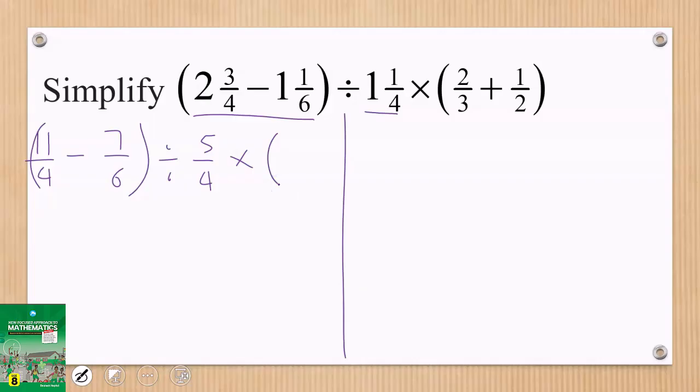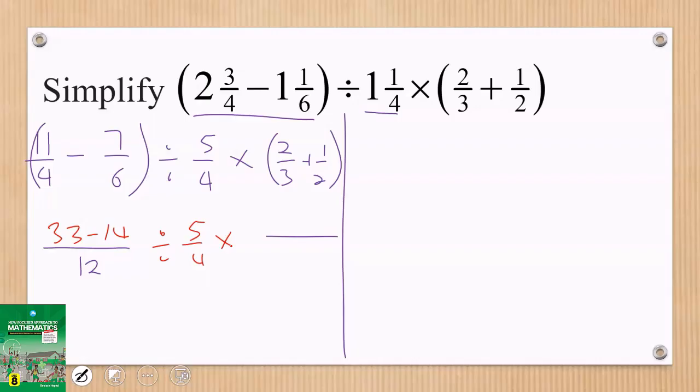Then times, in a bracket, we can find this one as 2 on 3 plus a half. Now I can find the LCM for this, find the LCM for that. Here the LCM is going to be 12. So 4 can divide 12 as 3 times 11 is 33, minus 6 can divide 12 as 2 times, that will give us 14. Then we bring our division 5 on 4 times, now we're going to deal with this part. The LCM is 6. 3 can divide 6 as 2, and 2 times 2 is 4, plus 2 can divide 6 as 3 times 1 is 3.